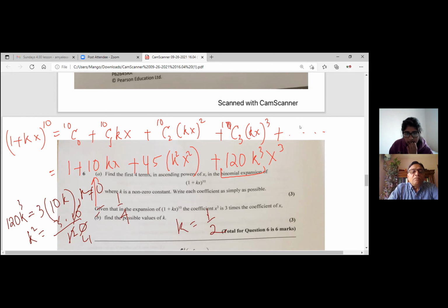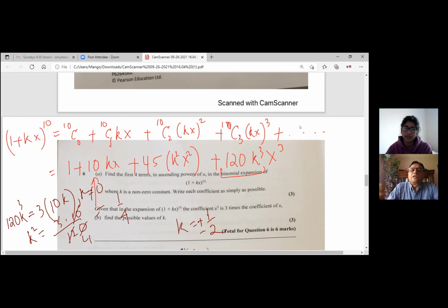Now, if you do square root, you could write both plus and minus. It's saying where k is a non-zero constant, so it can't be 0, but it could be positive or negative. So plus or minus half. Both will be your answer. When you do square root, is this clear to you?